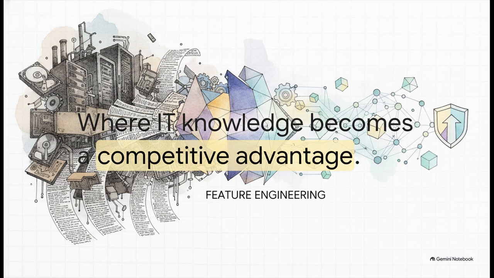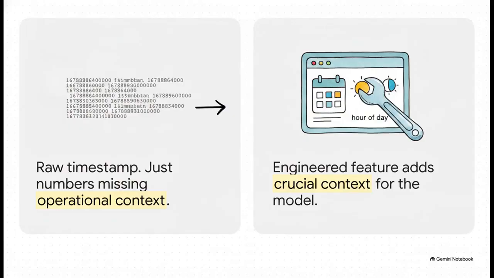Sure, data scientists know the math, but you understand what a timestamp actually means in the context of your specific network. You know what a weird spike in disk I/O really signals, and you know which obscure log fields actually carry operational weight. To put that into perspective, think about this.